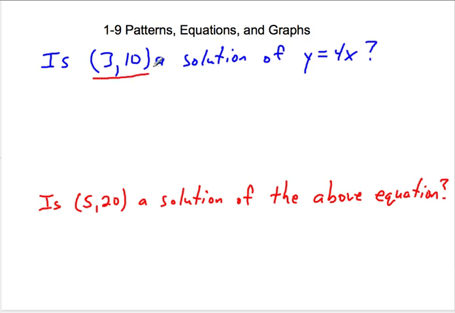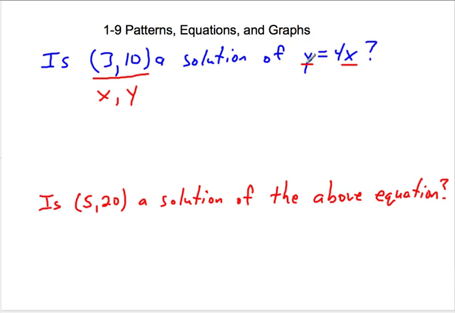And each number in here stands for one of the letters in the equation, and it goes in alphabetical order. So in this equation, we have a y and an x. And so because of alphabetical order, the first number is going to be the x, and the second number will be the y. And so all we do to determine if 3, 10 is a solution of this equation is we just plug in the values and then simplify.